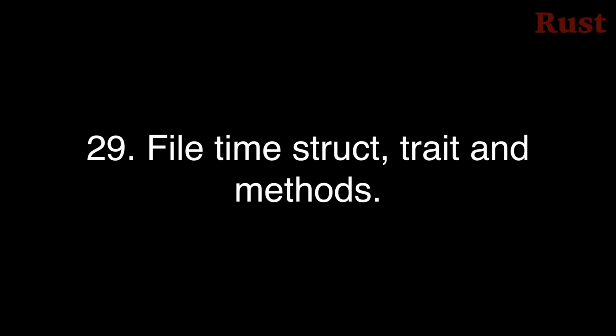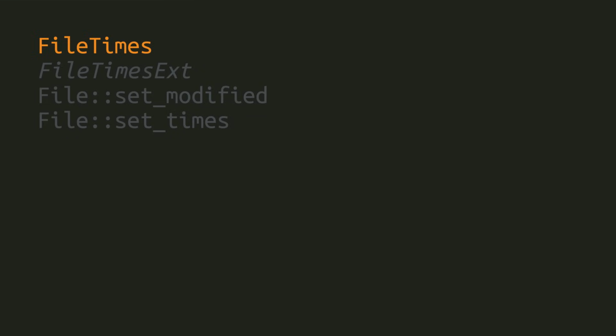Number 29. A bunch of file time related things have been stabilized. Let's go through them. First up, there's the FileTimes struct. This struct represents the file times common to most platforms like created, modified, and accessed times. Next is the FileTimesExt extension trait used to extend FileTimes with platform-specific behavior. So far, there's only an implementation for Windows which adds the ability to change just the file creation time. Last, the File struct gains two methods. One that lets you change just the modified timestamp of a file, and another that lets you change all of the file times of a file at once.